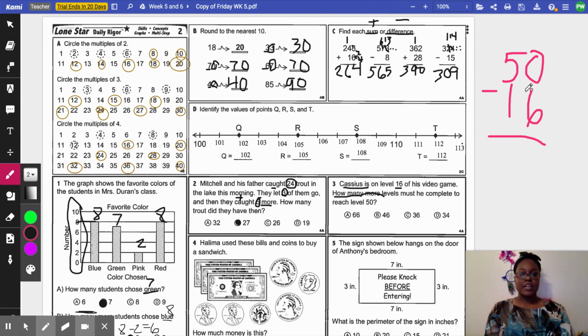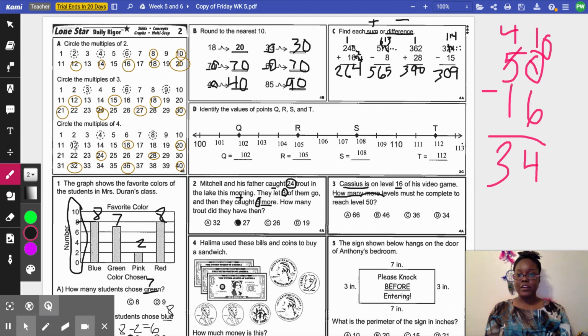I have nothing. I cannot take away 6. So I've got to go next door, get 10 more. In my tens place, my 5 is now a 4, and my 0 is 10. 10 take away 6 leaves me with 4. And 4 take away 1 is 3. So I'm going to bubble in the number 34.